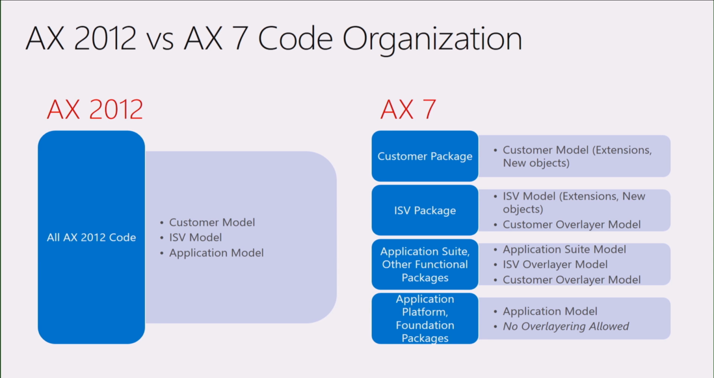Of course, as a customer, I have my own customizations. As an ISV, I bring those to the table. And then Microsoft has their packages. And you can see from a model perspective, as a customer or an ISV, generally I start overlayering in the application suite. And the application platform, as Peter mentioned, I can't overlayer, so those are extendable only. So that's the difference between how the code is organized.